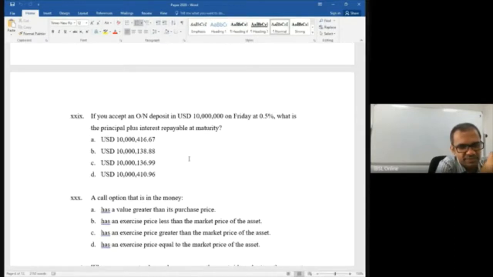You know how to calculate: principal amount into number of days into the interest rate divided by the day count basis. But generally, when you say overnight, it is only 1 day. But here the settlement date is Friday, so overnight will go for 3 days. So you have to calculate the interest for 3 days: 10 million into 3 divided by 360 multiplied by 0.5.